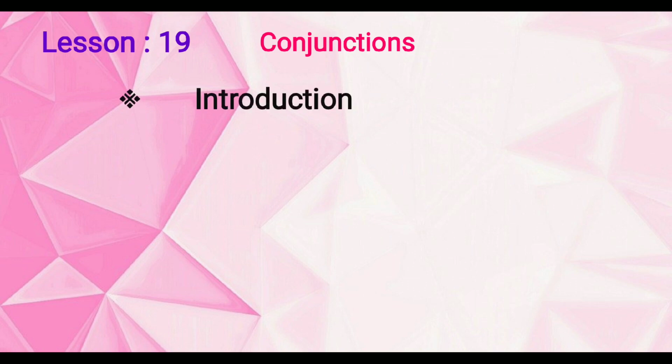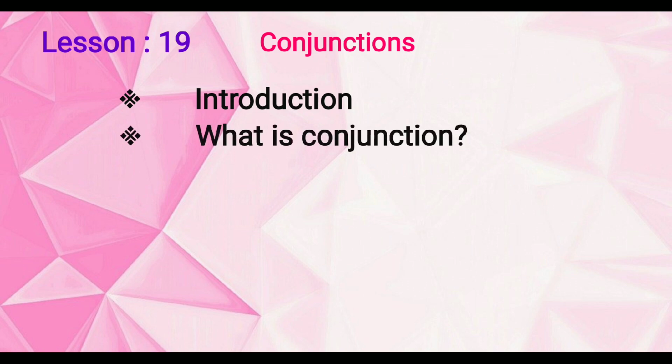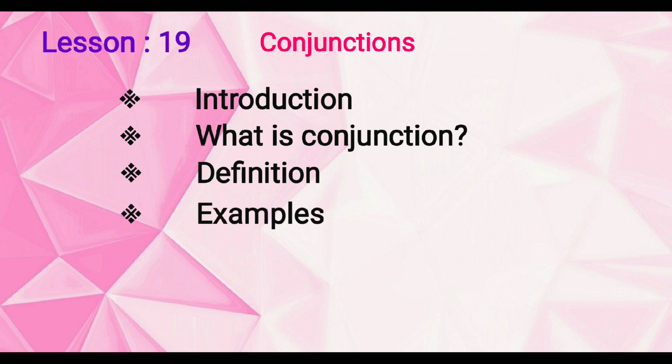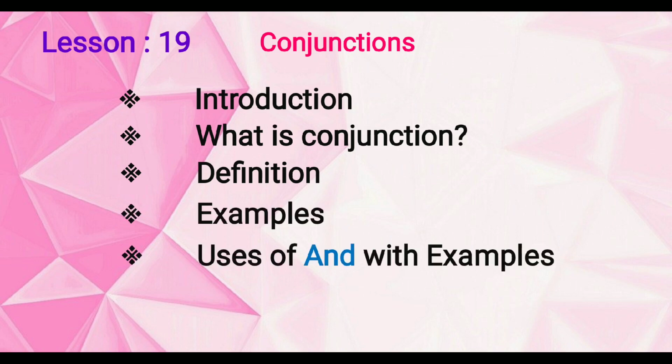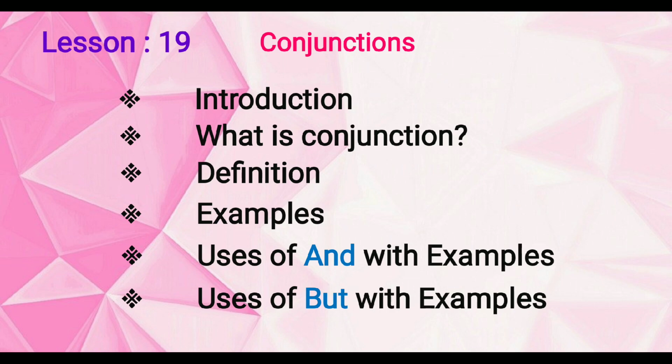First of all, I will give an introduction of the topic. Then I will explain what a conjunction is. Then we will see the definition of conjunctions with examples. Then today we are going to learn about the uses of "and" and the uses of "but". And then we will do the exercise according to the rules which we are going to learn today. So let's start.